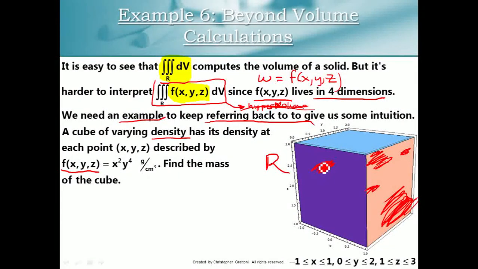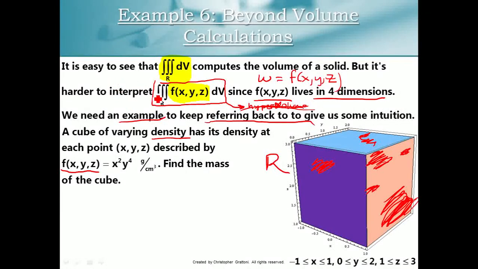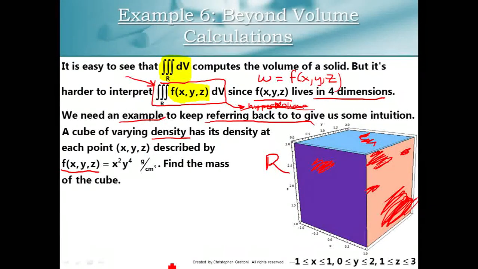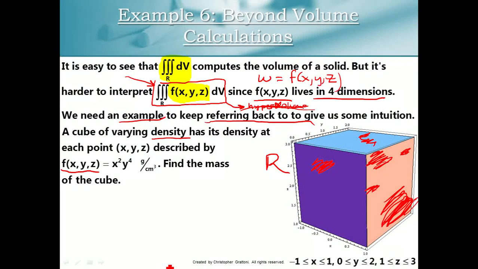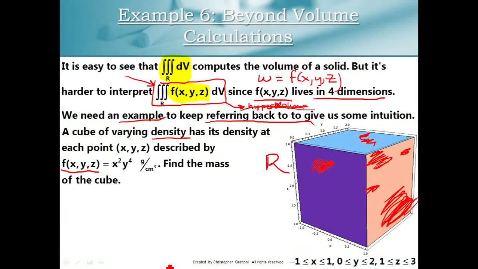Some parts maybe are made out of lead, other parts are maybe made out of styrofoam or something like that. So, a region of varying density. And what you can do is, if you triple integrate the density function over your region R, what you accumulate is the mass of the region. So that's the best way to think about a triple integral.